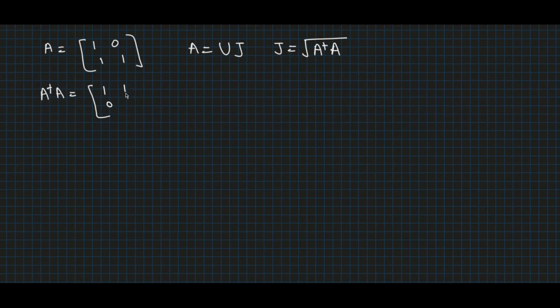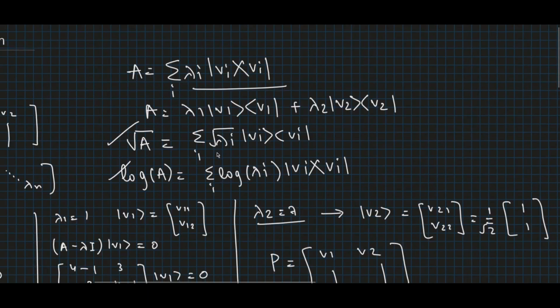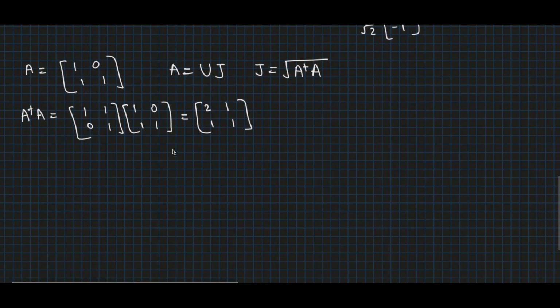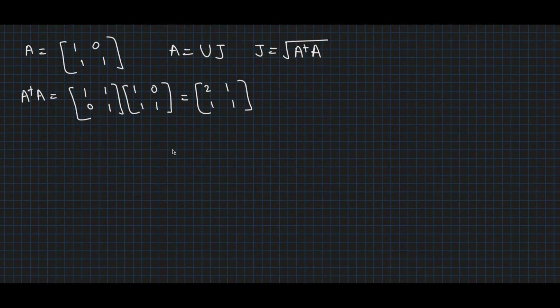So A dagger A would be equal to [1, 1; 0, 1] times [1, 0; 1, 1], which would be equal to, by doing the matrix multiplication, [2, 1; 1, 1]. And in order to find out the square root of A dagger A, we need to find the spectral decomposition of A dagger A, as we saw here. So let's find the spectral decomposition of the A dagger A matrix so that we can find its root.